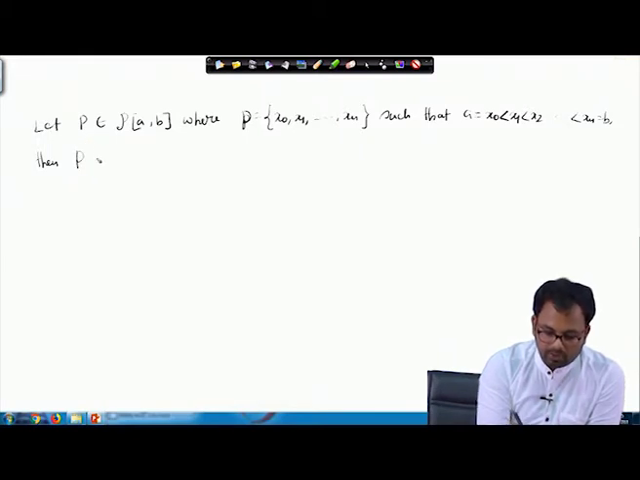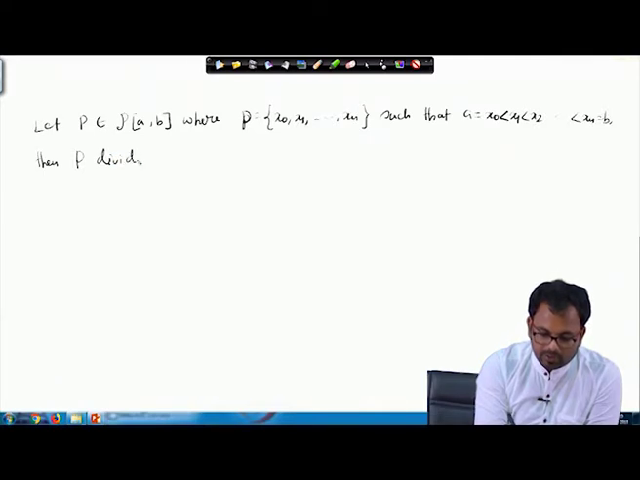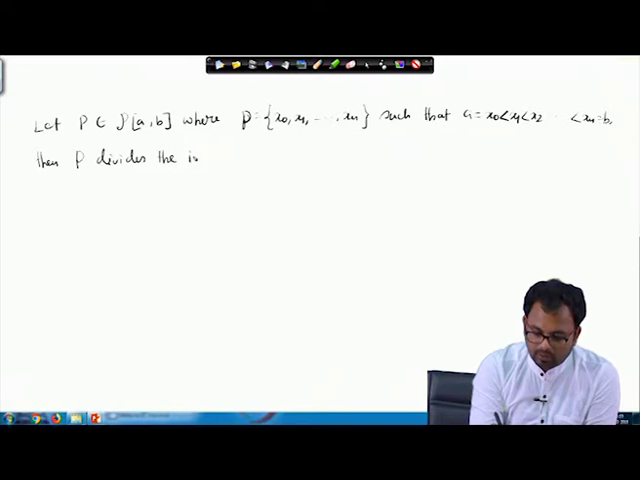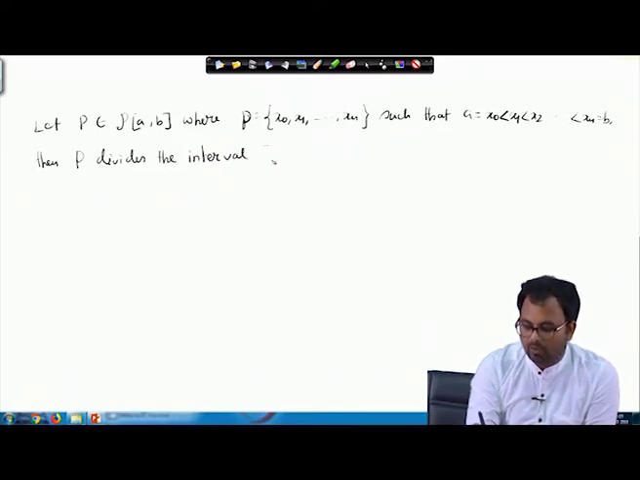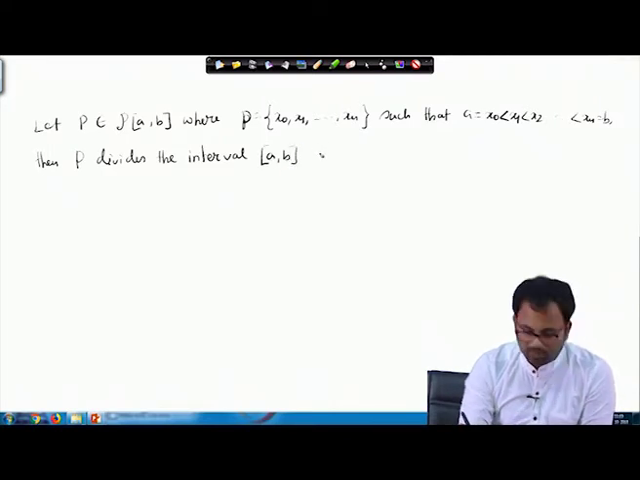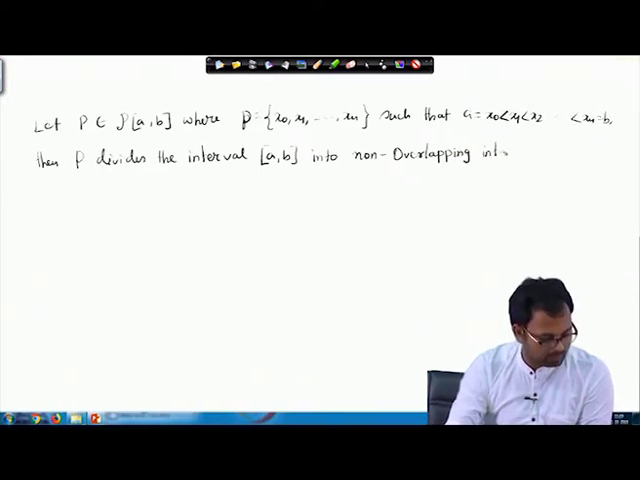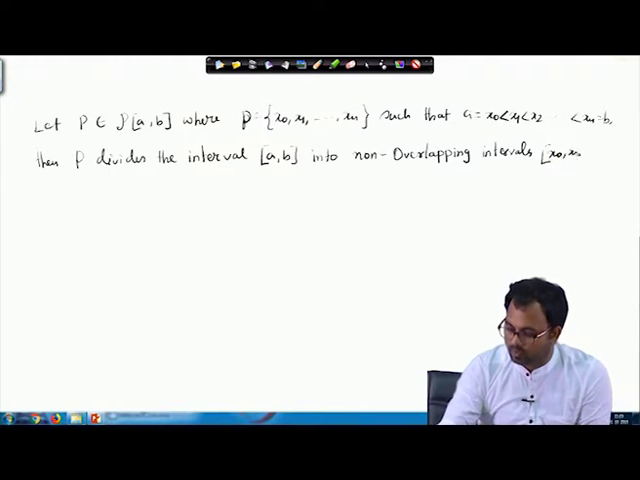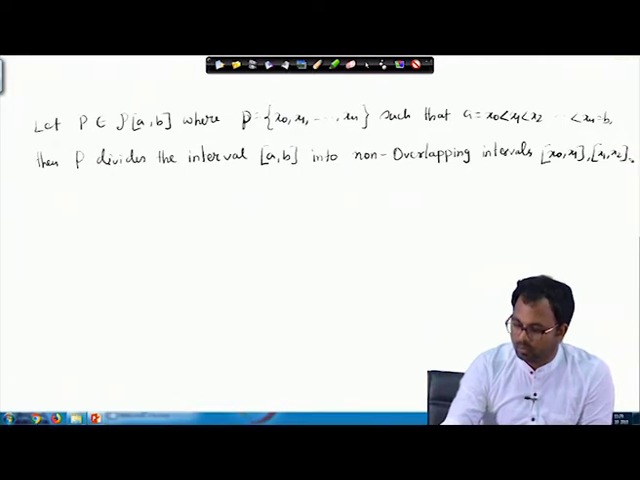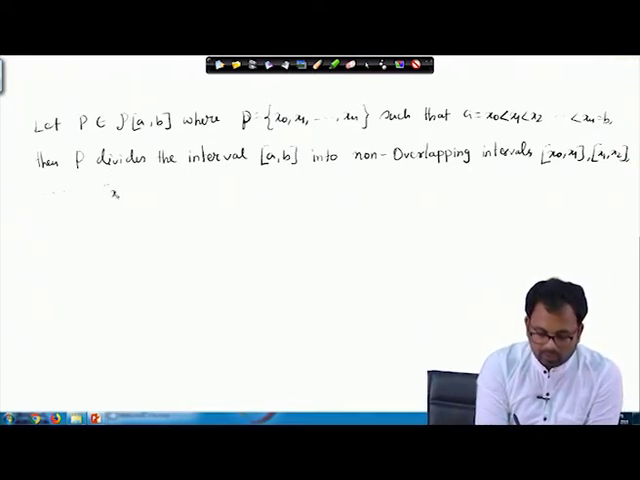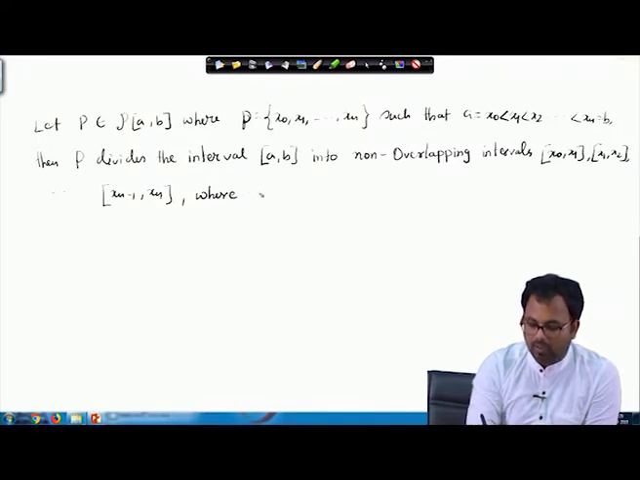this P divides the interval A comma B into non overlapping intervals, x0 to x1, x1 to x2 up to xn minus 1 to xn, where our x0 is A and xn is B.